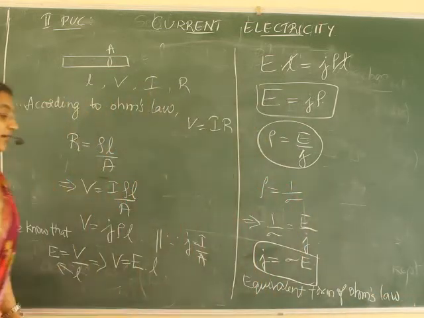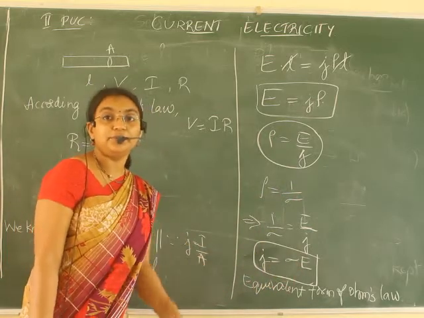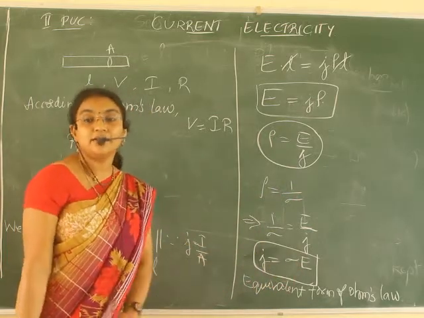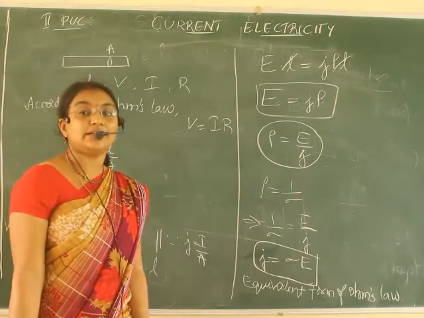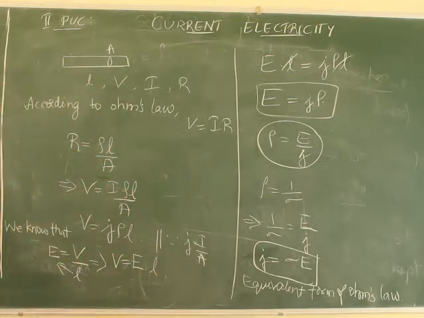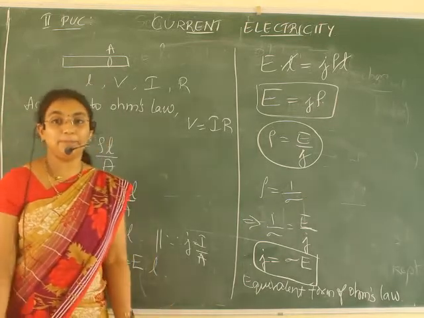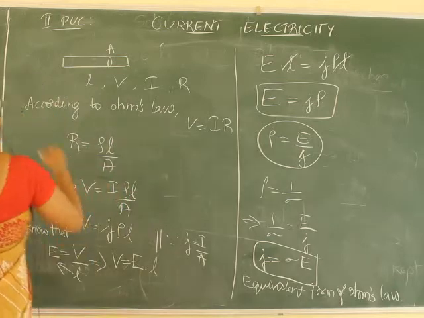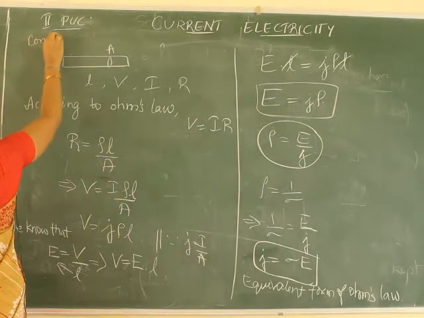Which formula is equivalent of Ohm's law? This is J is equal to sigma into E. What is sigma? Sigma is nothing but conductivity. It is nothing but reciprocal of resistivity. Understood? So what we have done? Derive the expression for conductivity of the material. So the heading of this one is derive the expression for conductivity of the material.